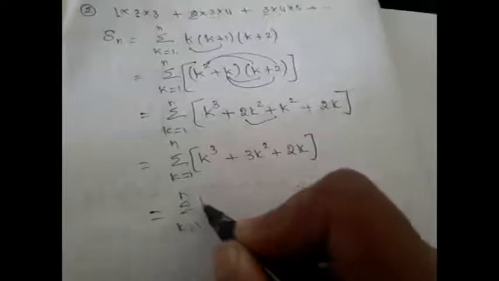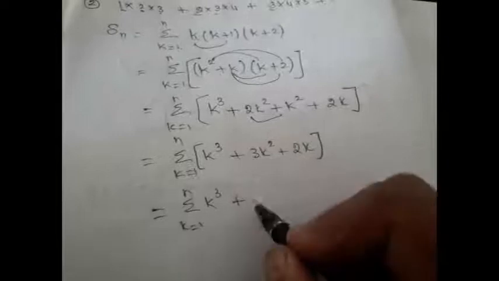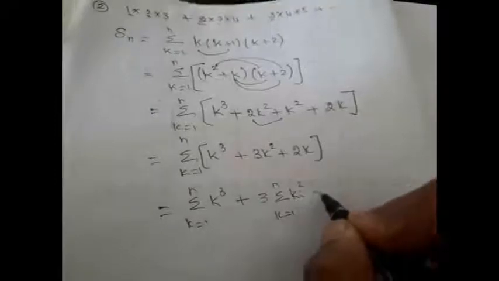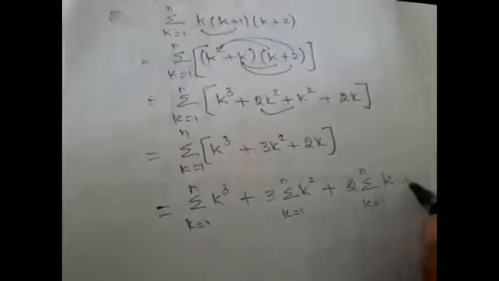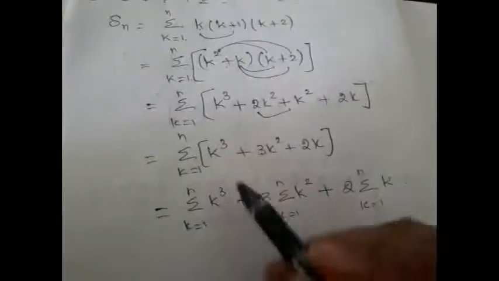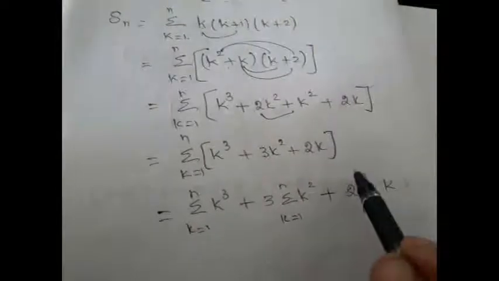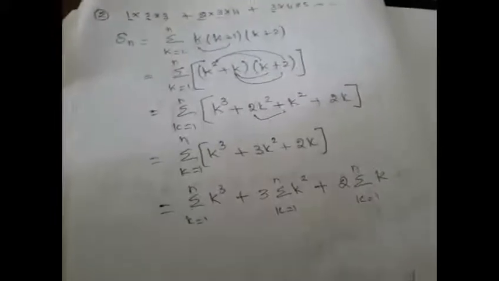Summation k equals 1 to n k cube plus, constant we can take it out because it is independent of k, right? So 3 into summation k equals 1 to n k square plus 2 into summation k equals 1 to n k. Now this is the sum of cubes of the first n natural numbers. This is the sum of squares of the first n natural numbers, and this is the sum of the first n natural numbers. You know the formula for all the 3. So if you substitute and simplify, you will get your answer. Yes, I am leaving the remaining part to you to complete it.